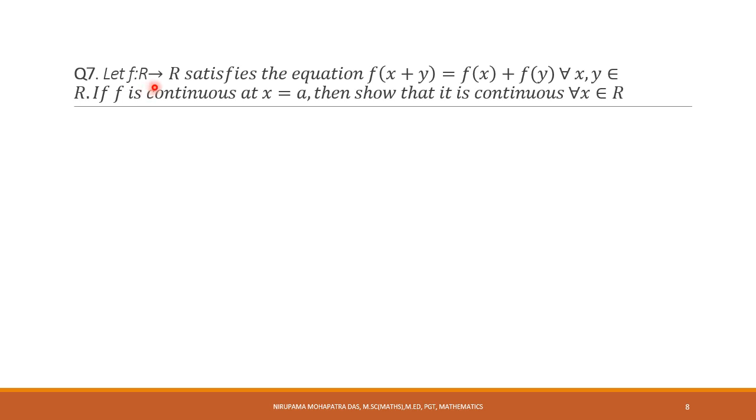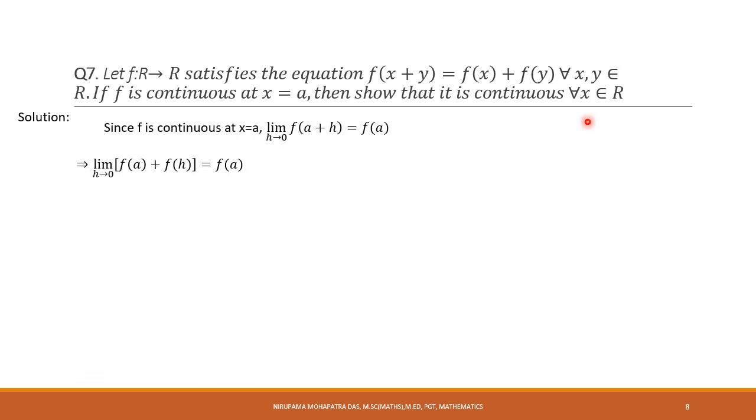Let f be a function from the set of real numbers to the set of real numbers, satisfying the equation f(x + y) equal to f(x) + f(y) for all x, y belonging to the set of real numbers. If f is continuous at x equal to a, then show that it is continuous for all x belonging to R. As I said, it is a bit different sort of question, and if the concepts are clear, you can really enjoy this question.